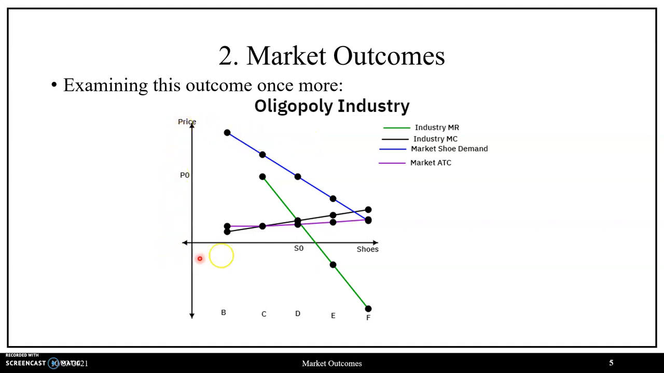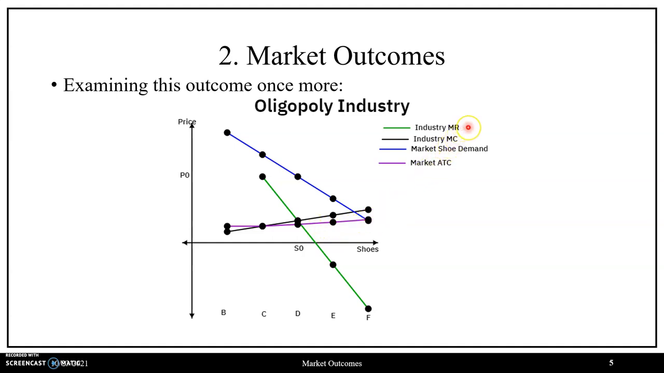Price on the vertical, quantity of shoes on the horizontal. We have our downward sloping market demand curve in blue. We have our upward sloping industry marginal cost curve in black. Downward sloping marginal revenue curve for the industry in green, that's strictly below our market demand curve, and our U-shaped industry average total cost curve.